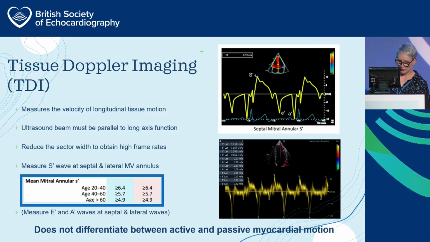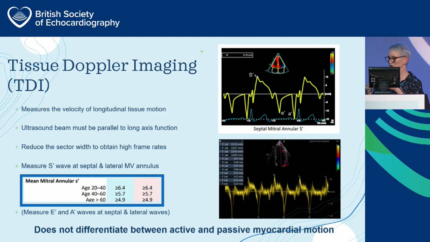In this view, we can also measure our E and A prime values, and we use these along with the transmitral E and A waves, LA volumes and TR velocity to make an assessment of diastolic function, completely outside of the realms of this talk, so we're not going to mention that today. I've just popped the normal S-wave values on the slide for you, and you can see that they are corrected for age.